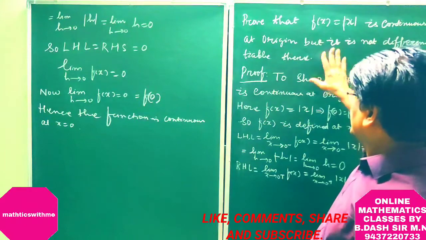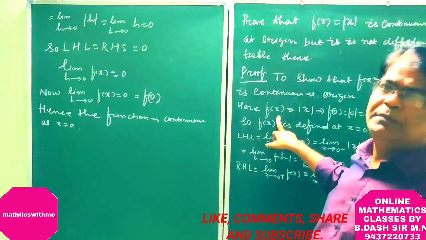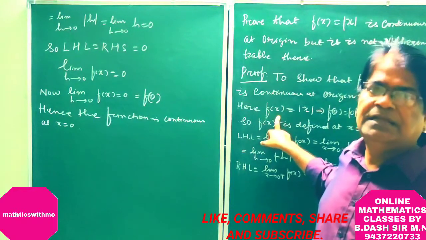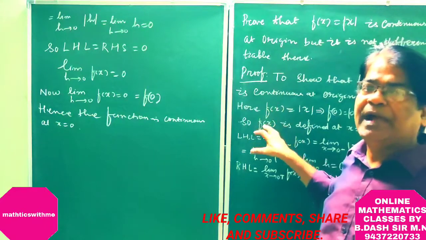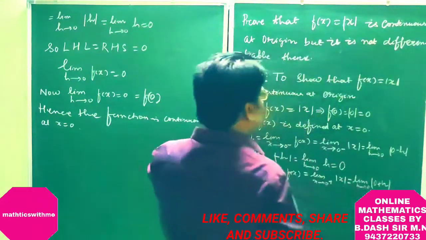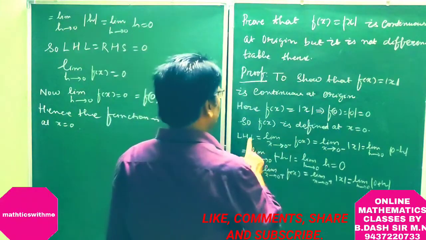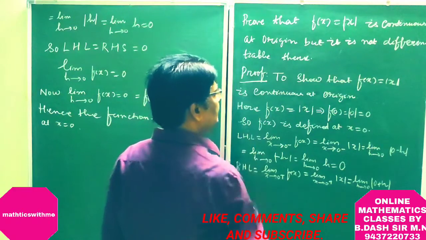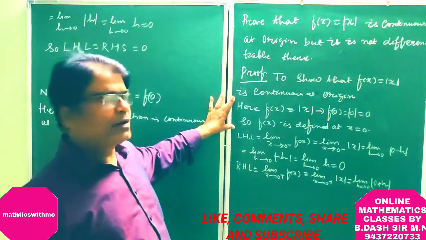origin. In order to show continuous at origin, here we have to verify three conditions. The first condition is the function f(x) should be defined at x is equal to 0. Here f(x) is given mod x, then f(0) is equal to mod 0, 0. So f(x) is defined at x is equal to 0. The first condition is now proved.